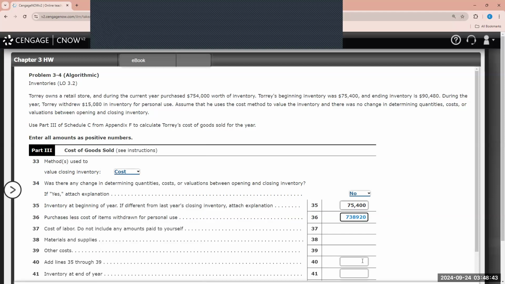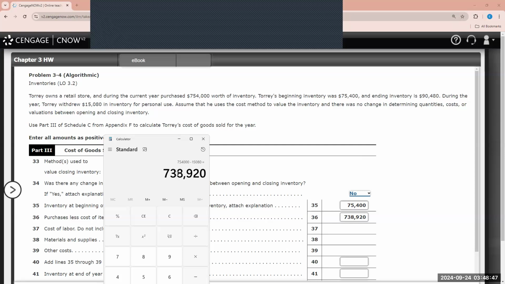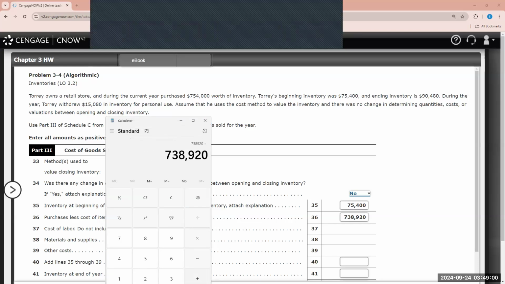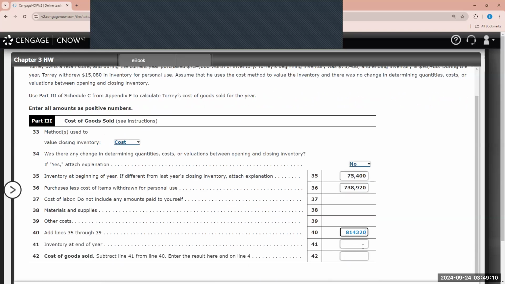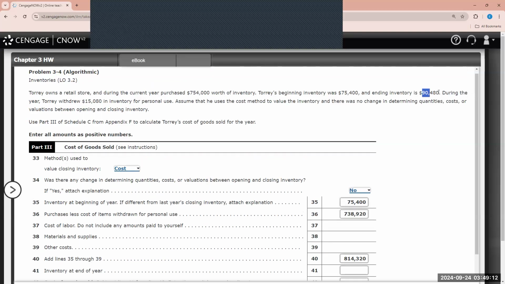Then from there, we add lines 35 through 39. So we have the net between the inventory purchase, 754,000, minus the 15,080 in inventory for personal use. And we add our beginning inventory of 75,400. This gives us total cost of goods available of 814,320.